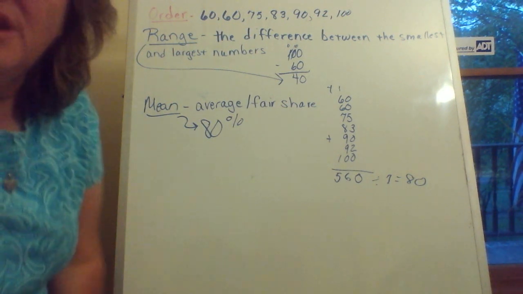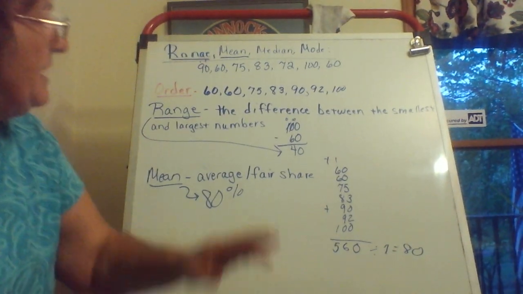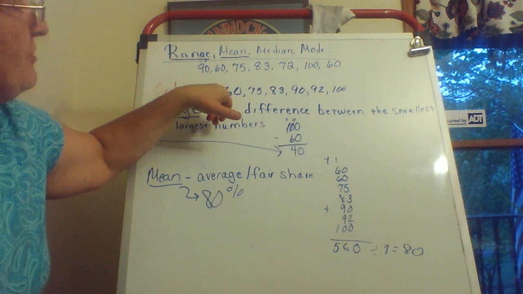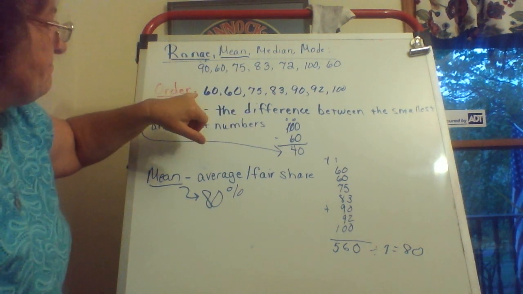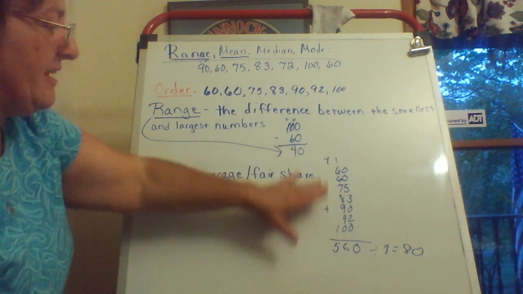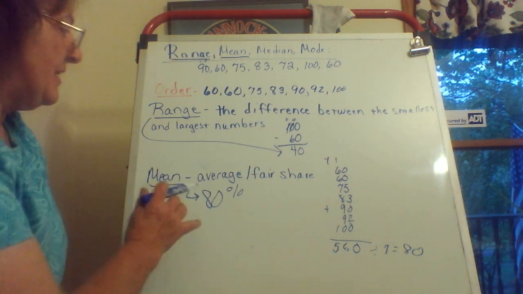So one more time, just to review. The range is the difference between the biggest number and the smallest number when you put the numbers in order. The mean is the average or the fair share. You simply add up the numbers and divide it by however many numbers you have.